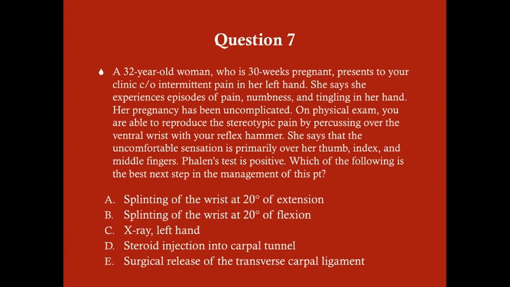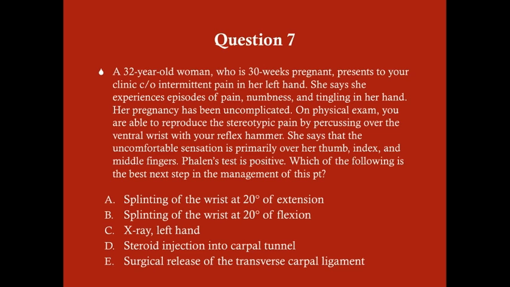Question 7. A 32-year-old woman who is 30 weeks pregnant presents to your clinic complaining of intermittent pain in her left hand. She says she experiences episodes of pain, numbness, and tingling in her hand. Her pregnancy has been uncomplicated. On physical exam, you are able to reproduce the stereotypic pain by percussing over the ventral wrist with your reflex hammer. She says that the uncomfortable sensation is primarily over her thumb, index, and middle fingers. Phalen's test is positive. Which of the following is the best next step in the management of this patient?